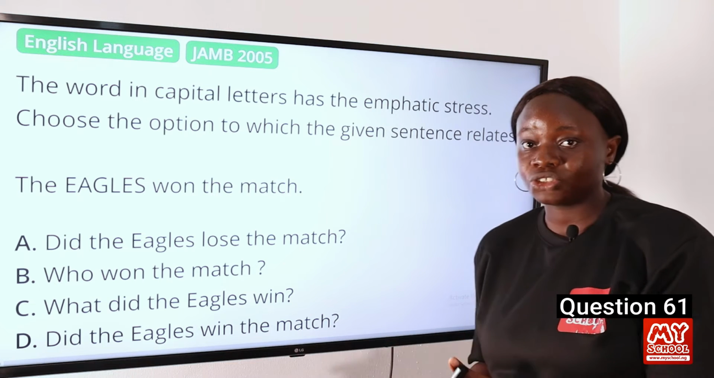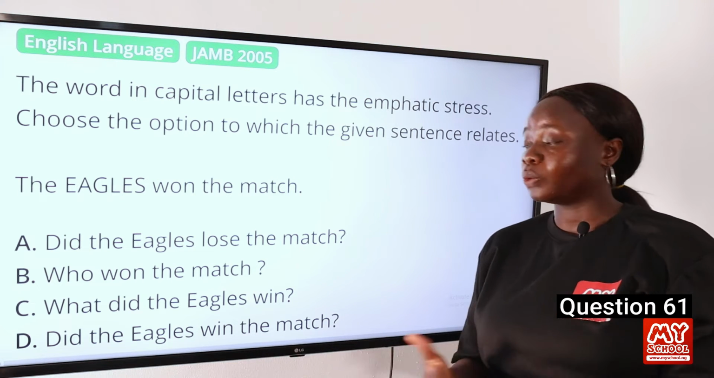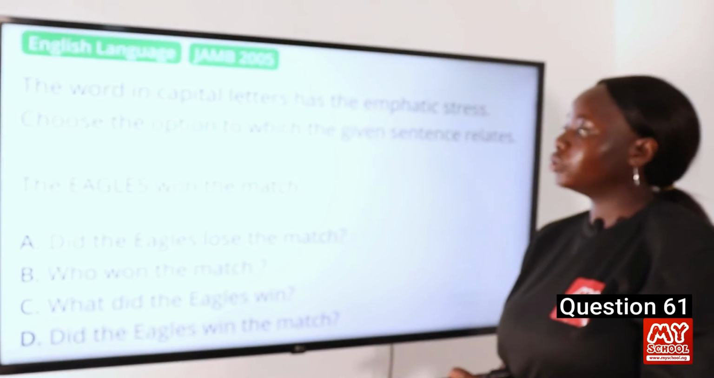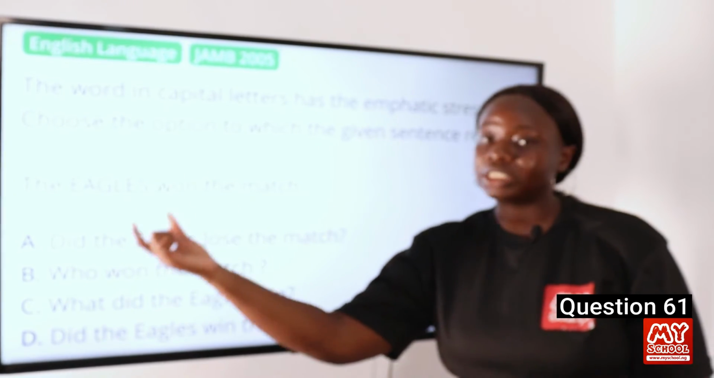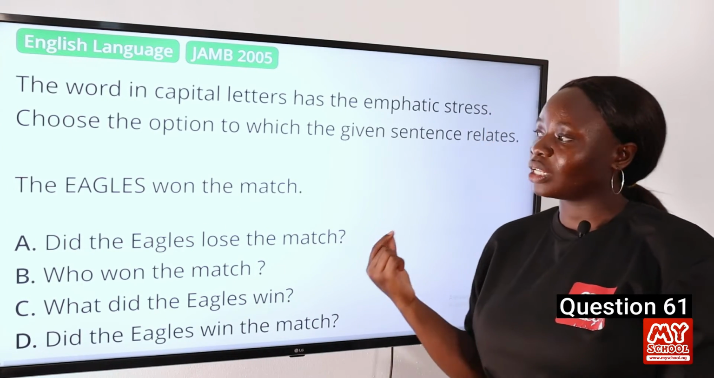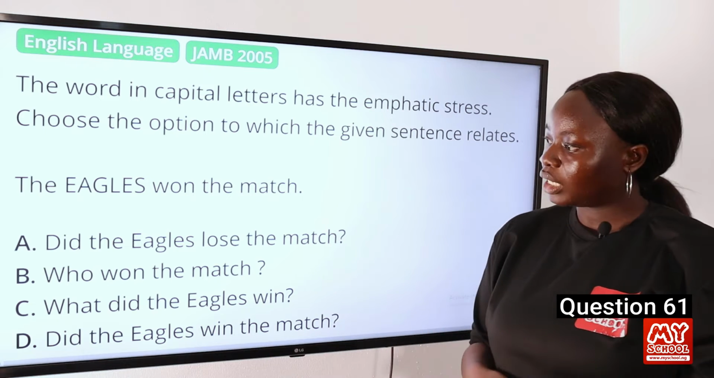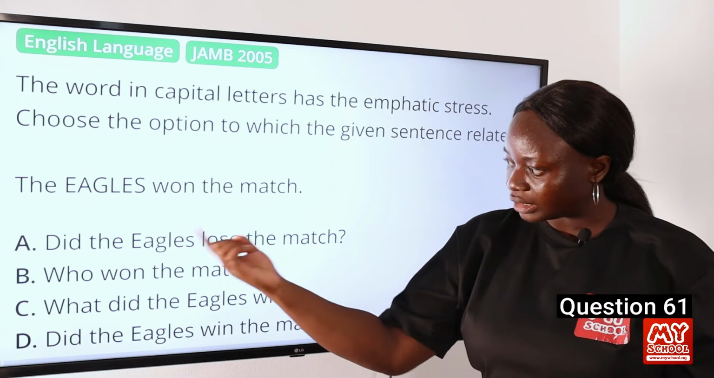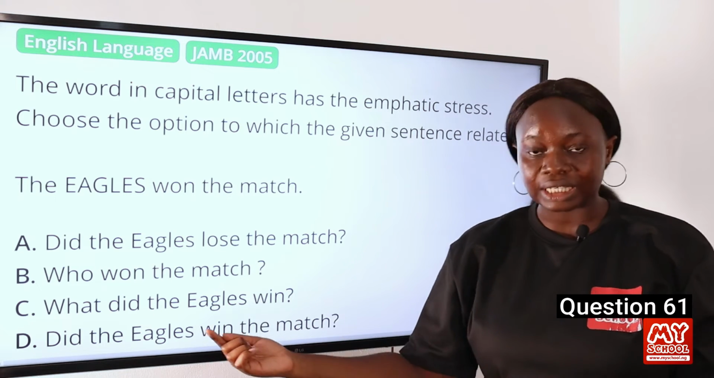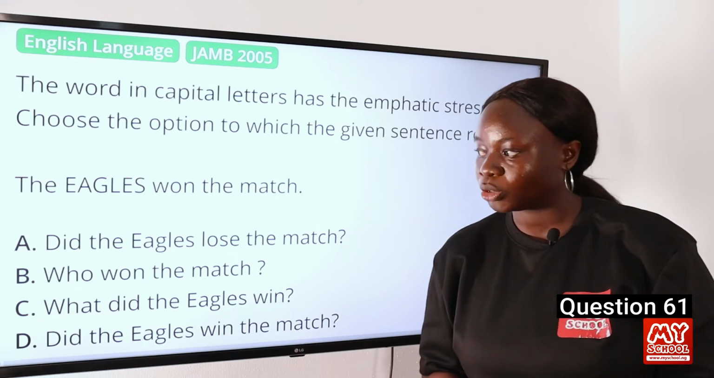So remember that emphatic stress is the placement of greater stress on a particular word or syllable in an utterance. So in this particular case, the stress is on the word Eagles. We have to look for the option that doesn't have Eagles in it, and that is option B. Option A has Eagles, option C has Eagles, option D has Eagles. So our answer to this question is option B, who won the match.